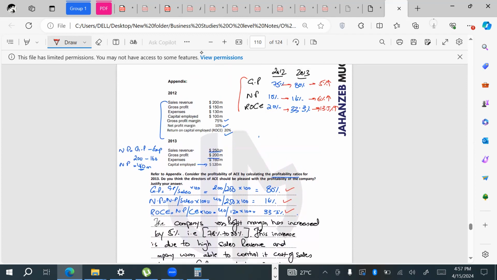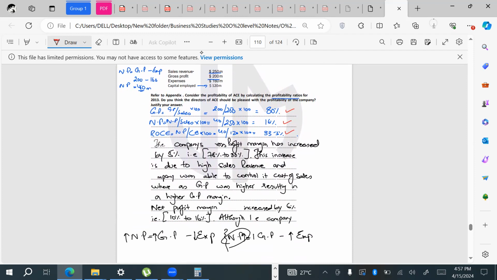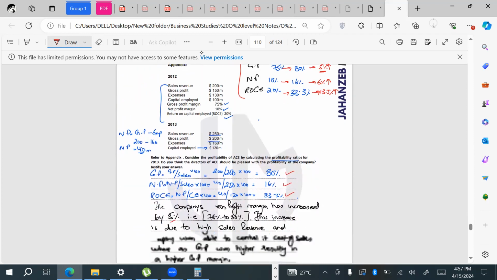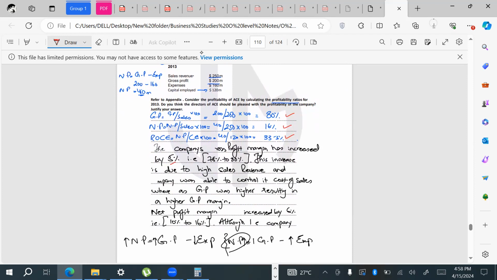I have made a small table again on a blank page, on a rough page, whatever you like. Because now what I have written is, like you can see, the company's gross profit margin has increased by 5%. Obviously, you can see that. And then it says that is 75% to 80%. This increase is due to, now whatever I am about to write totally depends on a formula and my own understanding. You don't have any sort of information over here.